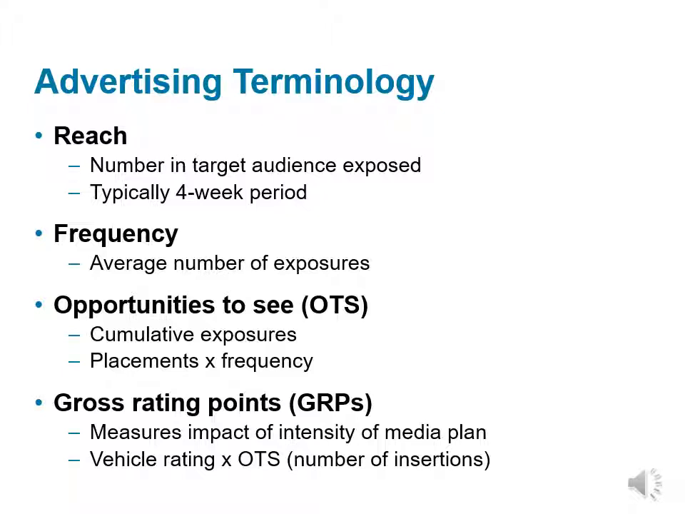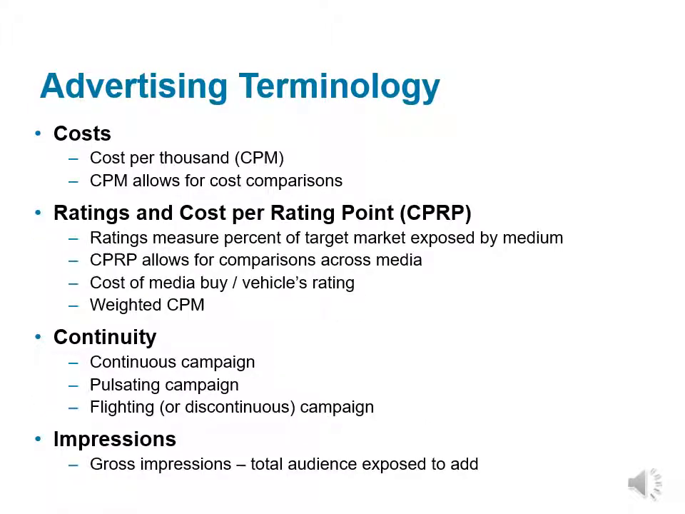Gross rating points, GRPs, measure the impact or intensity of a media plan. Gross rating points are calculated by multiplying a vehicle's rating by the OTS. Cost for media is often per 1,000, CPM, which allows for easy comparisons across vehicles and even media.